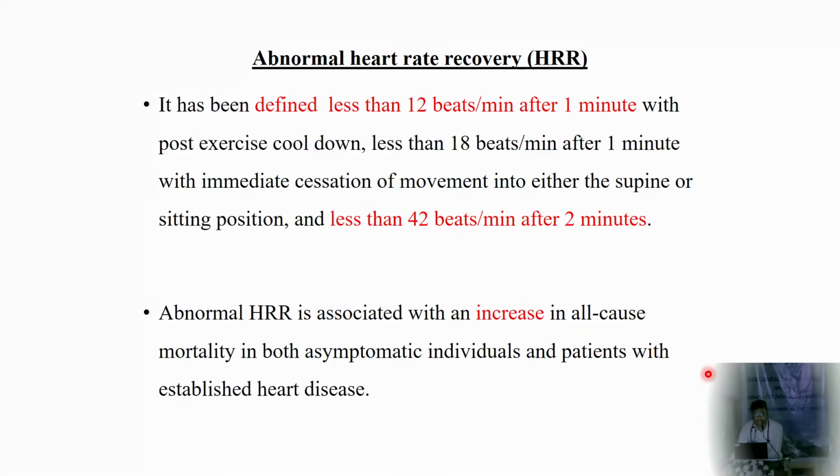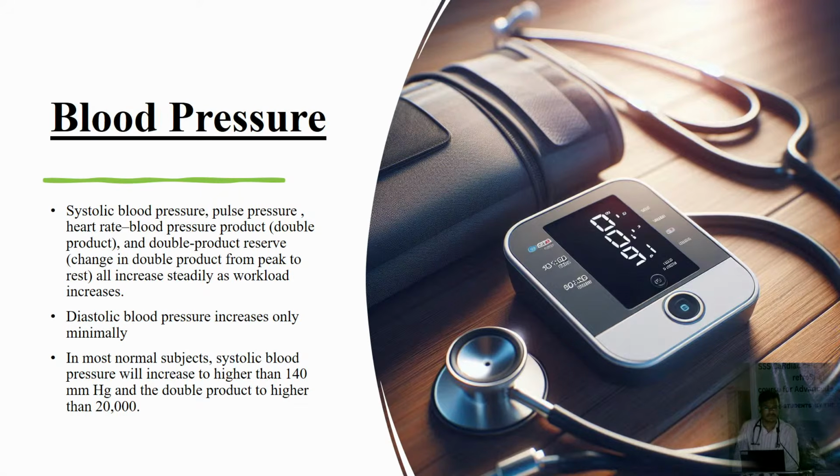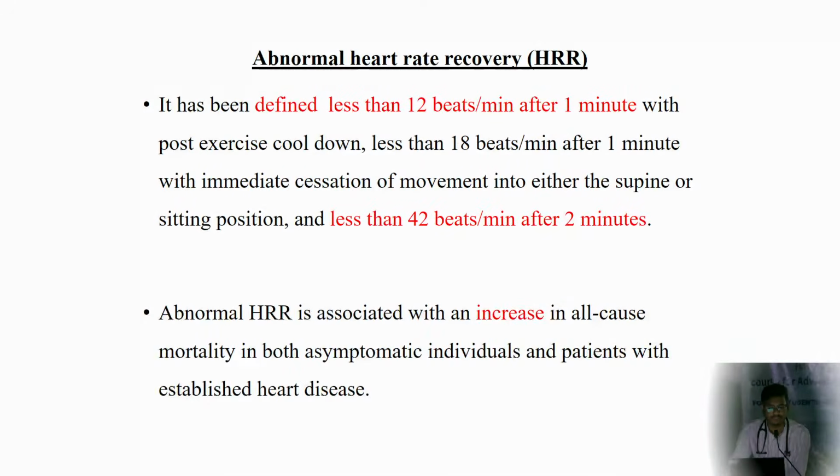It is associated with increased all-cause mortality in both asymptomatic individuals and patients with established heart disease. What is it essentially showing you? All this is there in books, but did you understand what it means? It just shows poor vagal tone. When you do a lot of exercise, your vagal tone goes up. The whole point of meditation is that you're trying to build your vagal tone. And when your vagal tone is high, it'll bring your heart rate down faster.